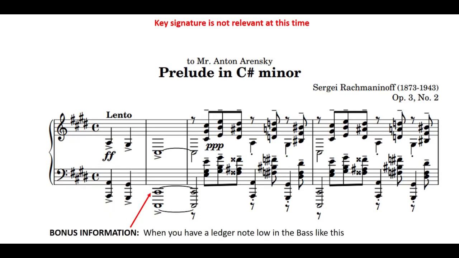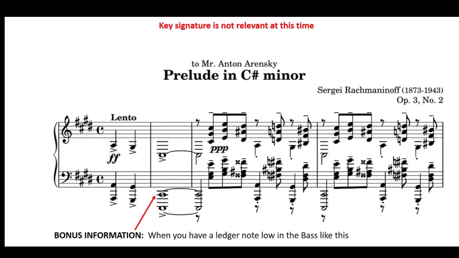Okay, right here is a helpful tip. Whenever in the bass, when you see a ledger note below the stave and an even lower note, that bottom note is 99% going to be the same note. Both those notes are C. Not the same C, but they are both C.